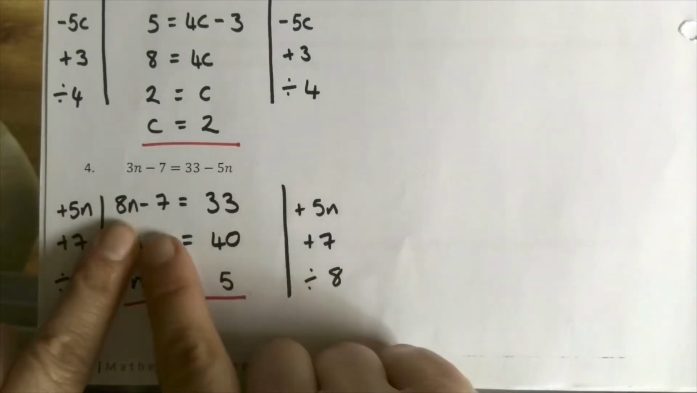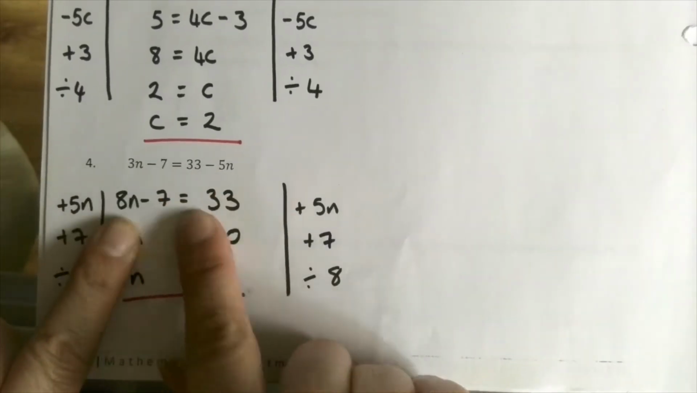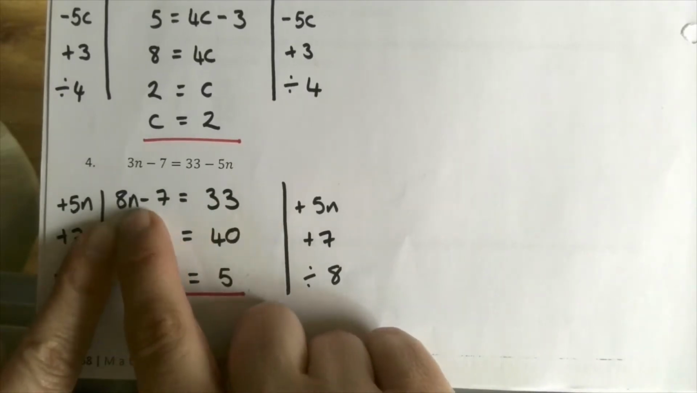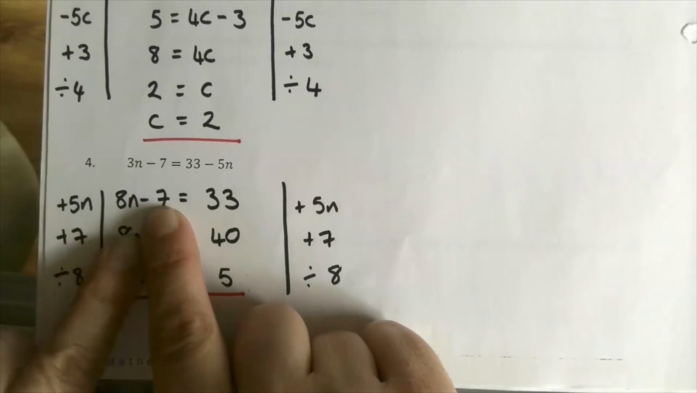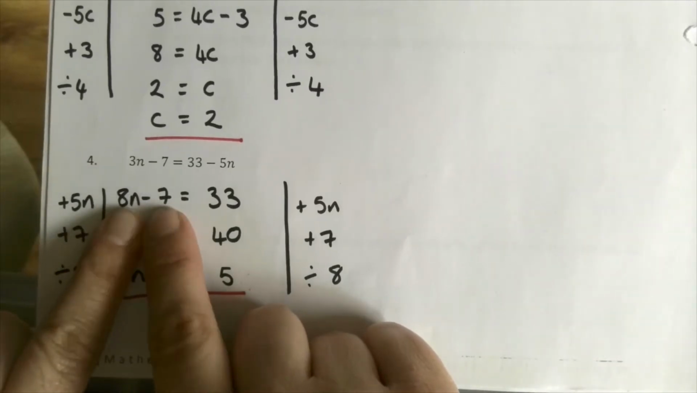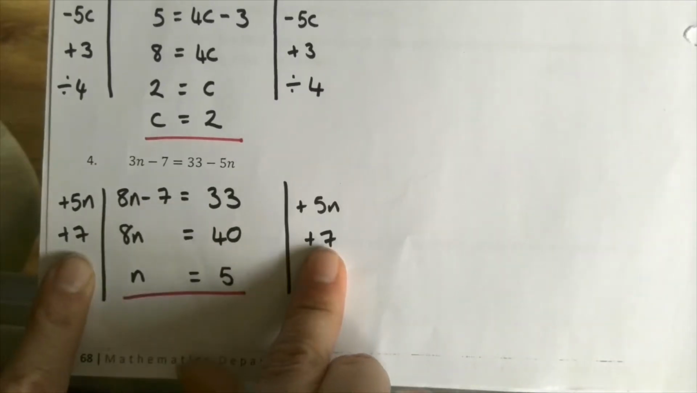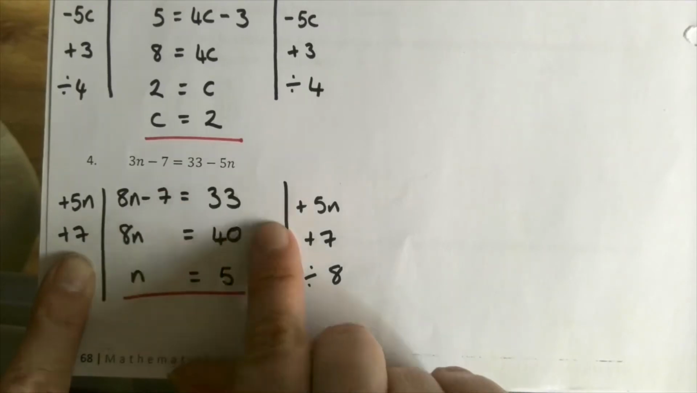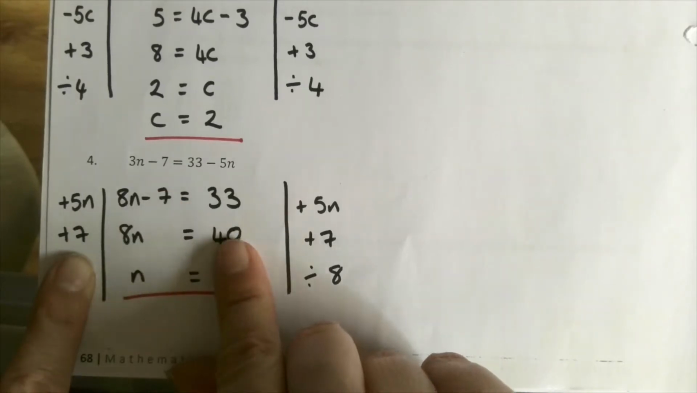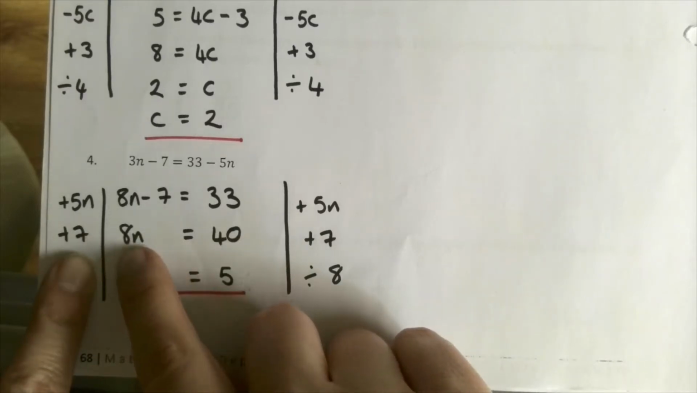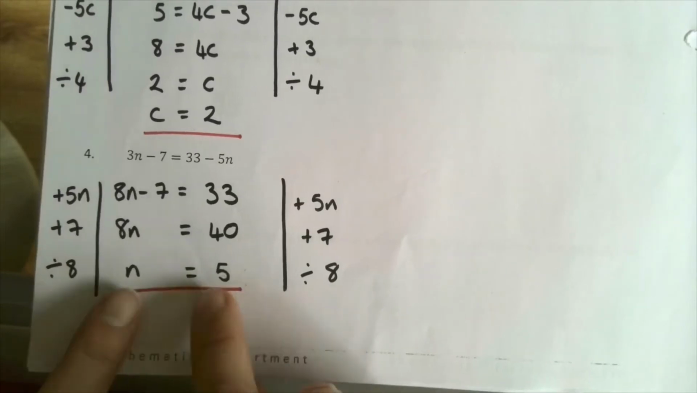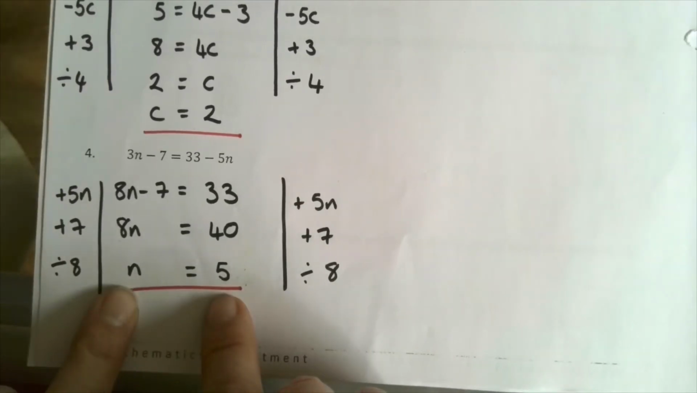Okay, so again now here we're at the stage that we were starting at in our earlier examples. So n is getting multiplied by 8 and then 7 is getting taken away. So I need to do the opposite of those. I add 7 to get rid of this, which gives me 8n. 33 plus 7 gives me 40. And then I have to get rid of this 8. So the opposite of multiply by 8 is divide by 8. So whenever I divide both sides by 8, I get n equals 5.